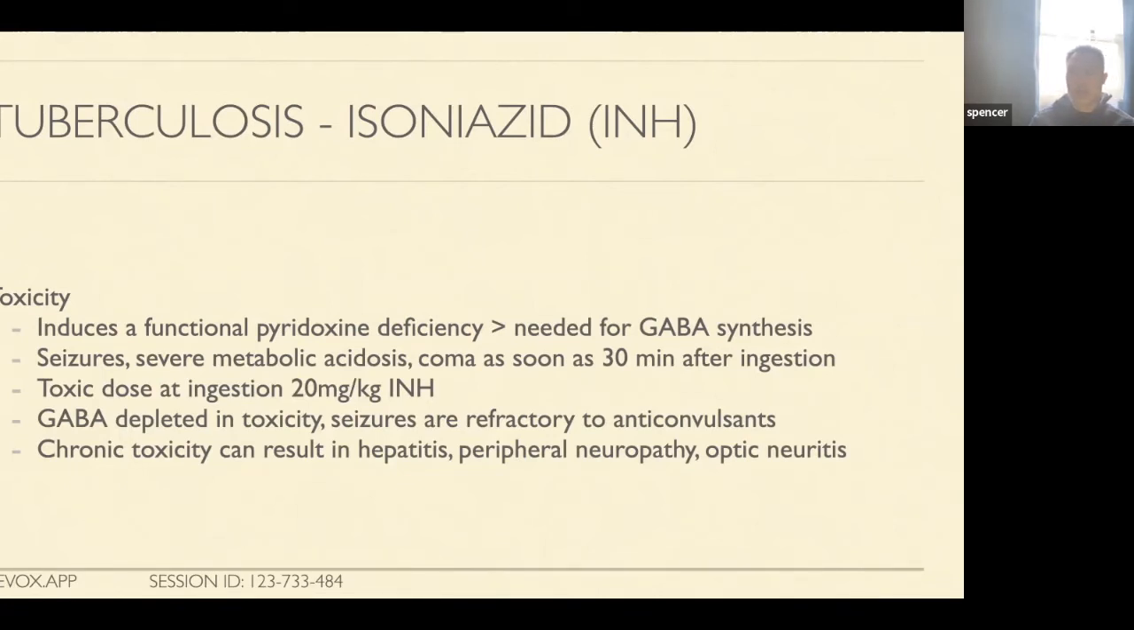You can also have patients that are more predisposed to having seizures from isoniazid ingestion, those that have pre-existing seizure disorders. People in whom you find hypo- or hyperreflexia are also indicators of those who are at risk for isoniazid-induced seizures. Toxicity can occur in ingestions of 20 milligrams per kilogram, although it's more likely with higher doses. And chronic toxicity can also occur.